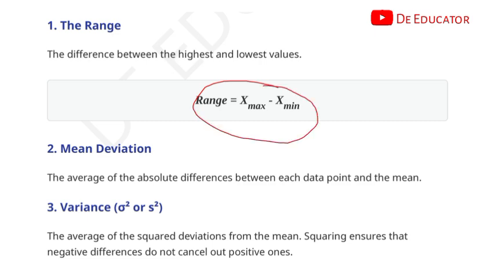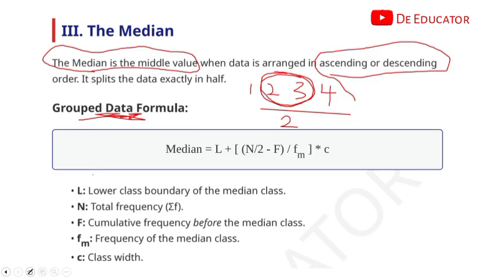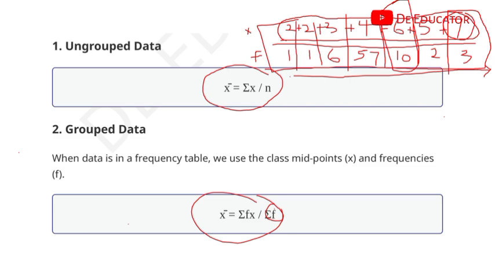Then we have the mean deviation. So what exactly is mean deviation? Mean deviation is the average of the absolute difference between each data point and the mean. Let me go back to our frequency table and explain what mean deviation means. Let's say in this frequency table, the mean we got is 4, for example.